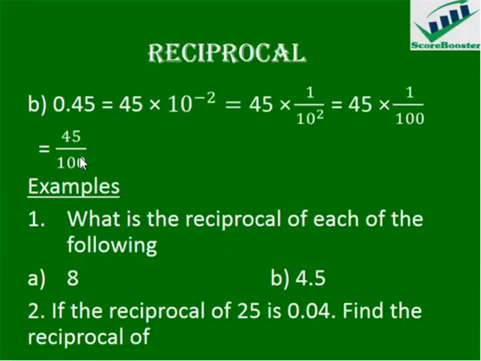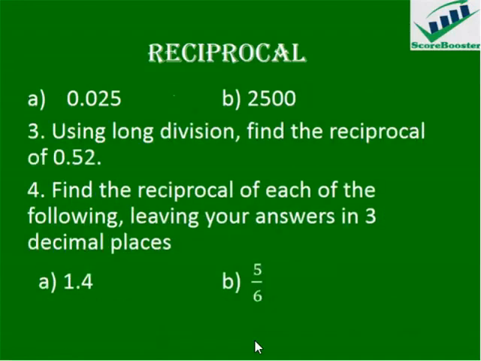So the first example says we should obtain the reciprocal of 8 and 4.5. The second example says if the reciprocal of 25 is 0.04, if you check the reciprocal of 25, you see that it's also 0.04. We have to find the reciprocal of 0.025 and the reciprocal of 2,500.